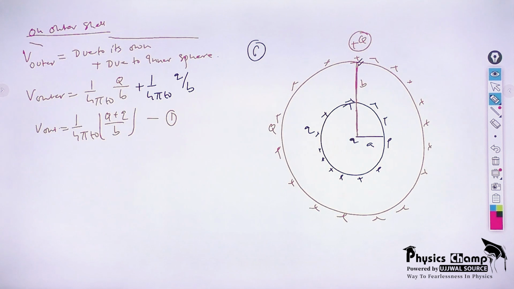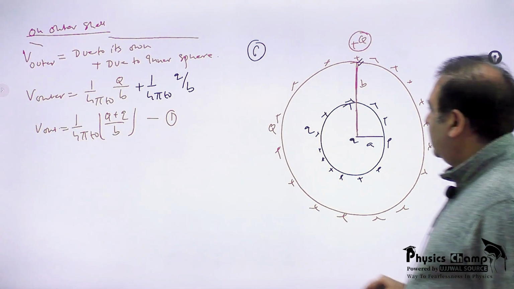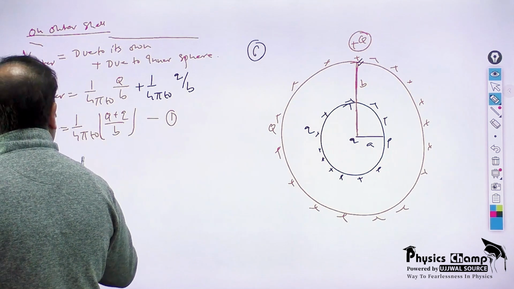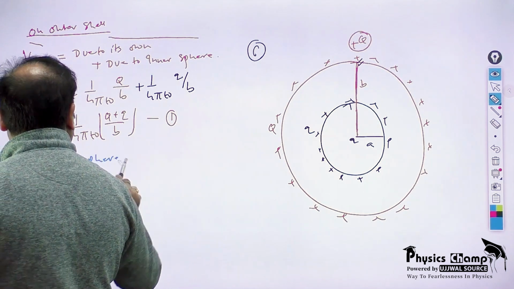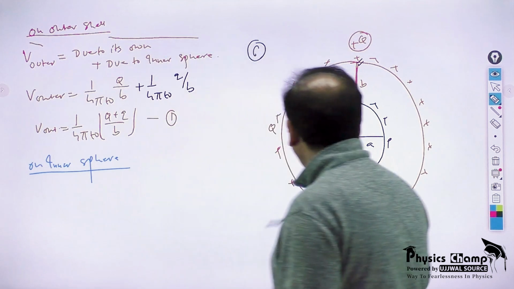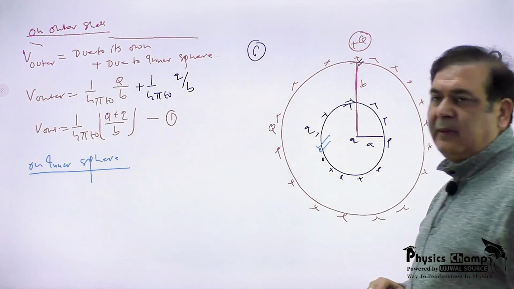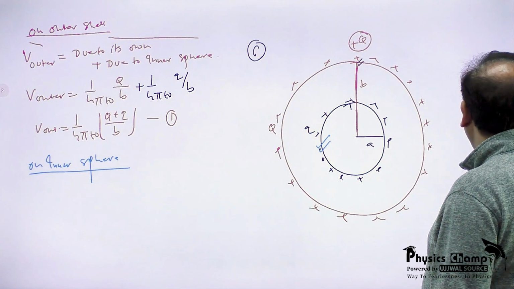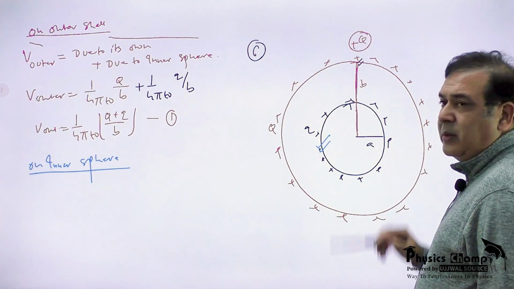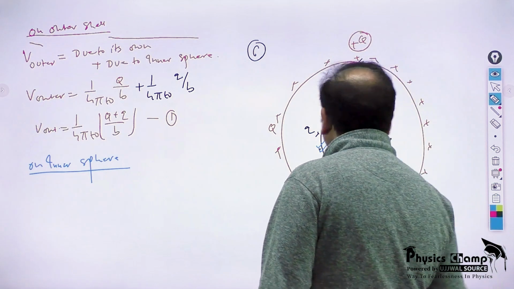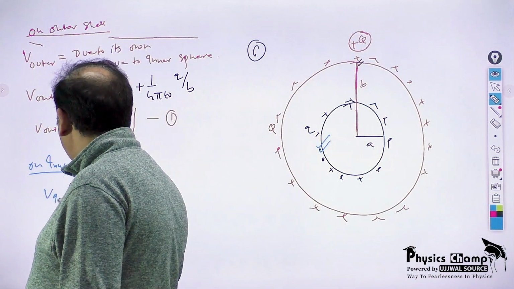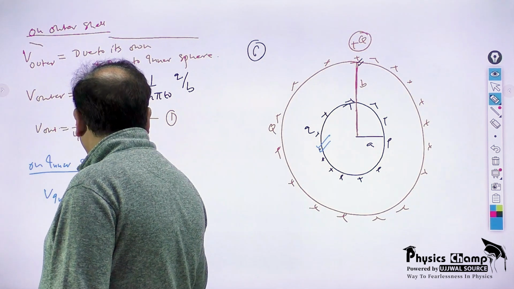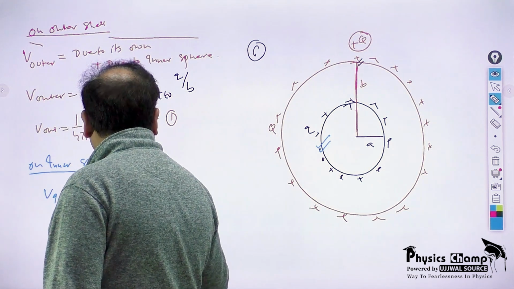Now let's take what will be the potential on the inner shell, or the inner sphere. If I am looking for the potential on this inner sphere, there are two contributions. One is due to its own charge. So the potential on the inner sphere includes the potential due to its own charge plus the potential due to the outer shell.